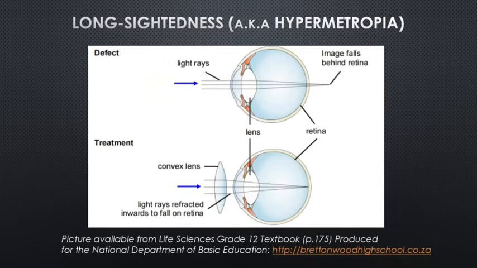It's the opposite of myopia. Here you give convex lenses. So what happens now, the light rays become refracted or bent inwards so that they are able to fall on the retina to create an image so that you're able to see.